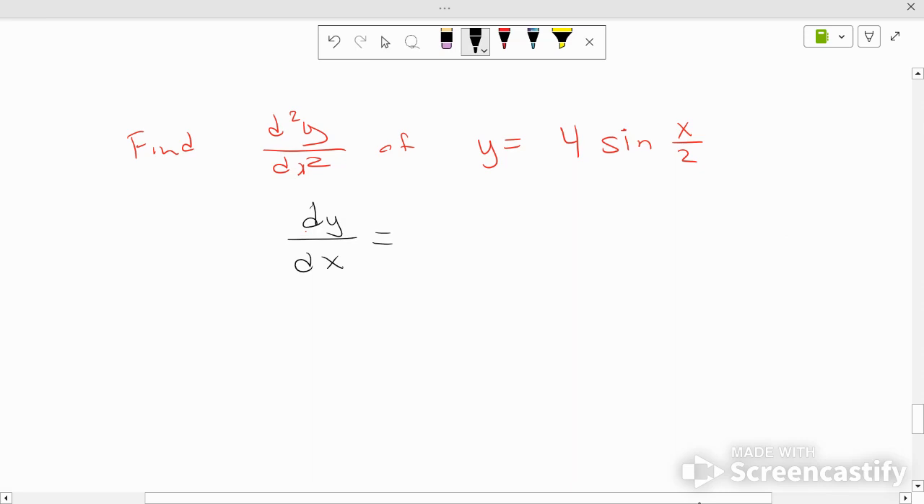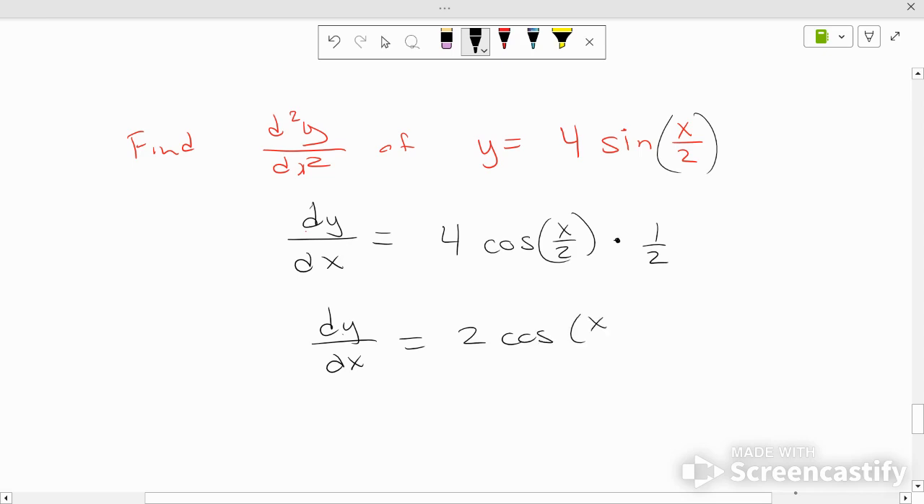Take the second derivative of this. Okay, this is what separates the really good AP Calc students from the ones that go, huh? What do we do? What's the first derivative of y? dy dx equals 4 cosine of x over 2 times, thank goodness, 1/2. Because x over 2 is 1/2 x, right? The first derivative of 1/2 of x is 1/2. So dy dx equals 2 cosine of x over 2.